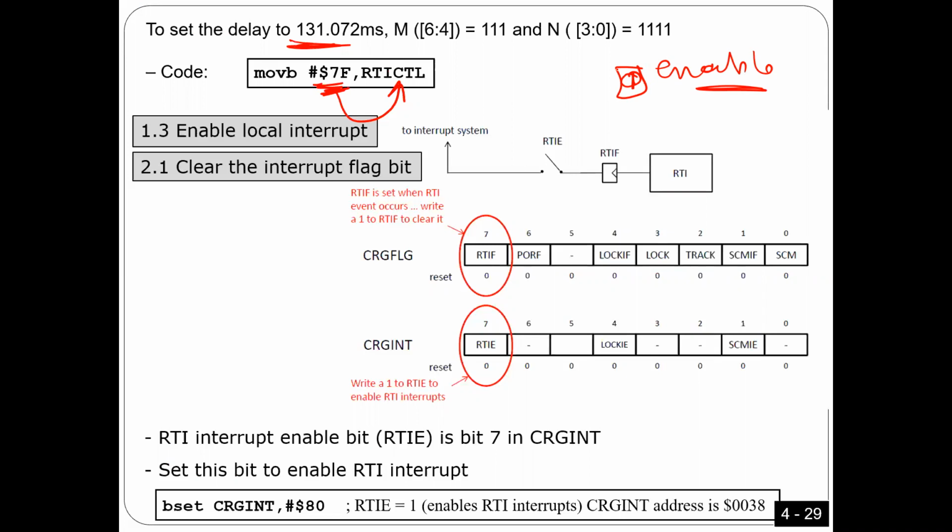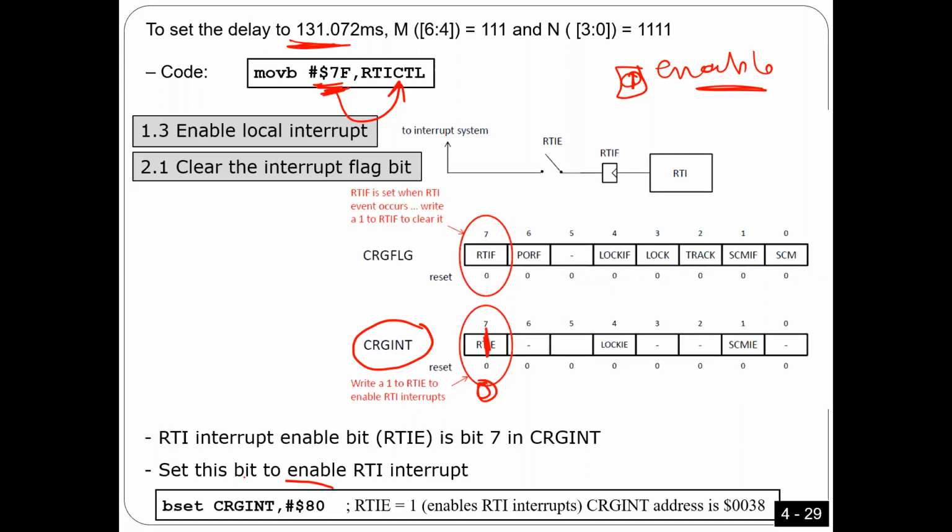So for RTI, where is the enable bit? The enable bit is here in this register, CRGINT. All you have to do, guys, is very simple. If you want to enable RTI interrupts, you put 1 here. If you want to disable, just put 0 here.